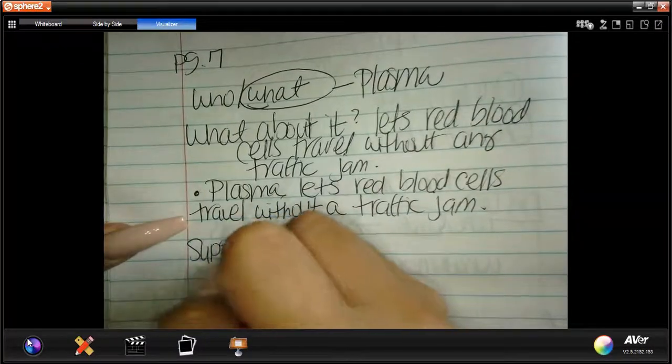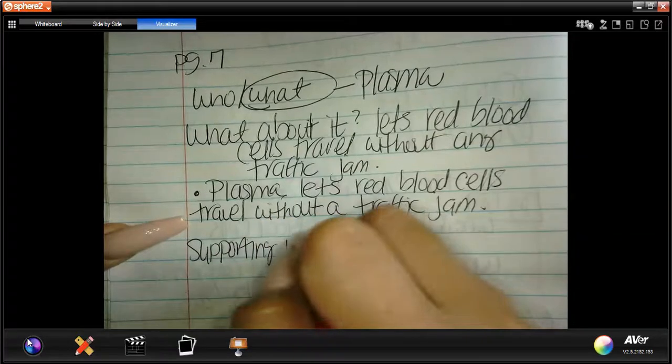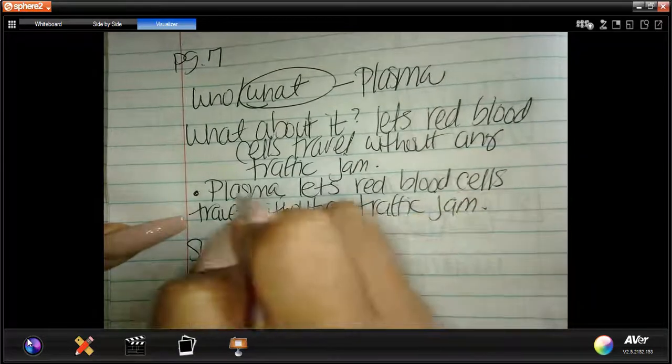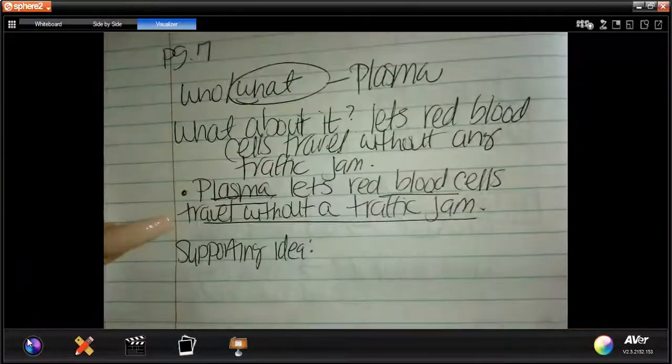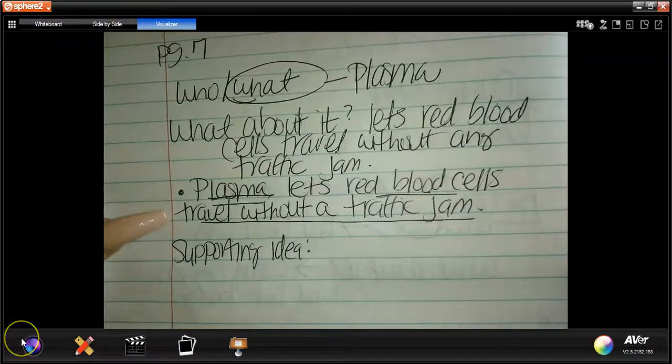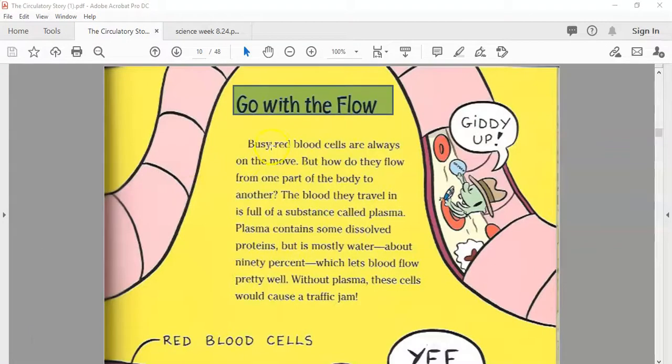Remember, something that supports our main idea. How can we verify that plasma lets red blood cells travel without a jam? How do we know that? Remember, we need to go back to our text. Okay, so the first sentence I see, it says busy red blood cells are always on the move. Okay, so is that the reason why we have plasma? Is that a supporting detail, that the reason why we need plasma is because red blood cells are always on the go, go, go, they never stop? Is that a reason? Yes, absolutely.